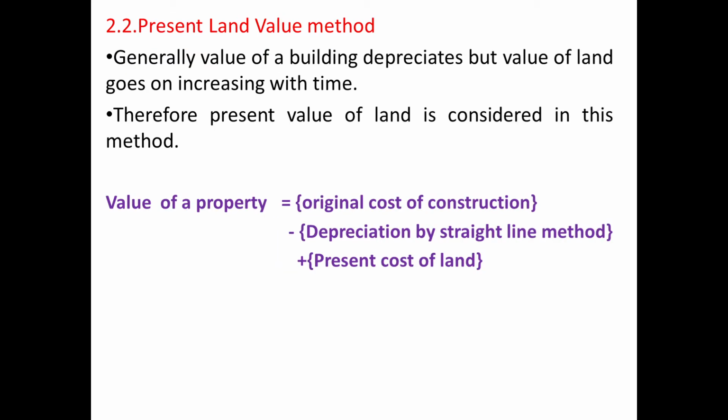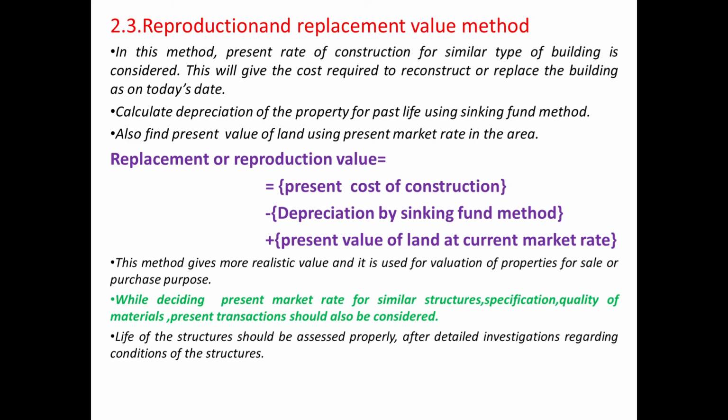Now the other method, with just a little modification, as the cost of land goes on increasing with time. So here, instead of the original cost of land, present cost of land is taken into consideration. In this case, value of the property is equal to original cost of construction minus depreciation by straight line method, plus present cost of land. This method also gives somewhat lower value, and that may not give a proper, reasonable value for sale and purchase of the property.